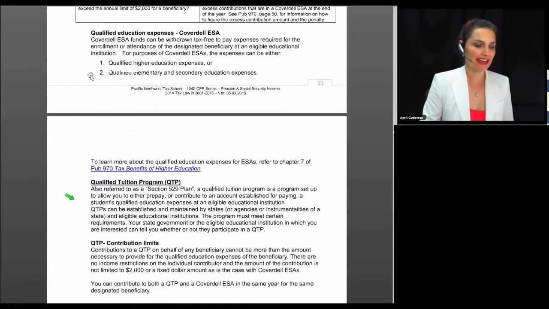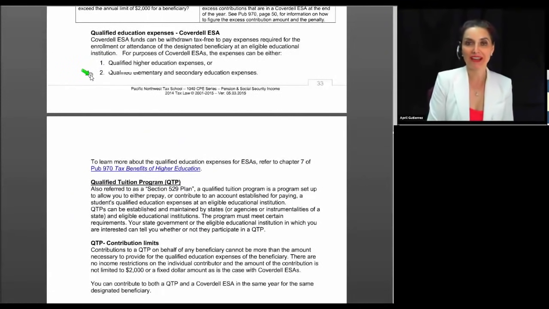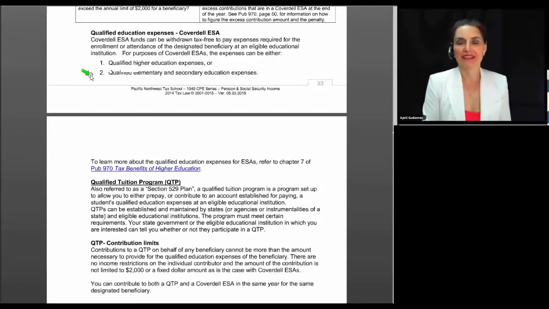And this second category here, qualified elementary expenses, is actually where a client knew more than I did, embarrassingly, a few years ago. She'd taken money from her child's Coverdell ESA account to pay the cost of that child going to a private school. And I went, that doesn't sound right. That has to be taxable. And she said, nope, it's allowed.